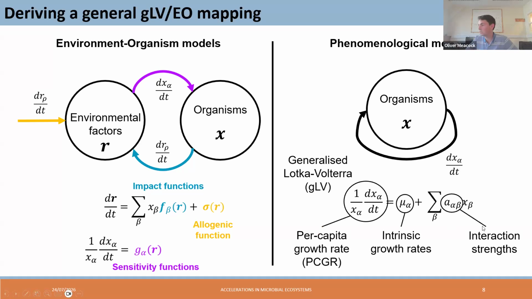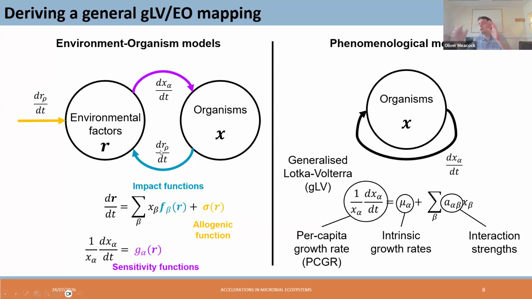So if you see that these interaction strengths are positive, that's what is usually called a cooperative interaction. If they're negative, that's what we would call a competitive interaction, or they can be zero, in which case we would call it a neutral interaction. Right.